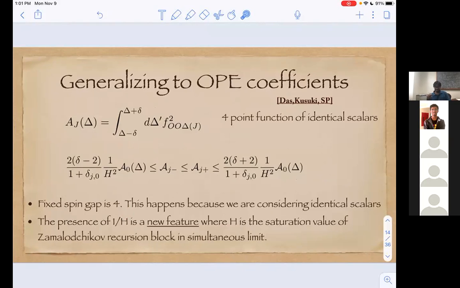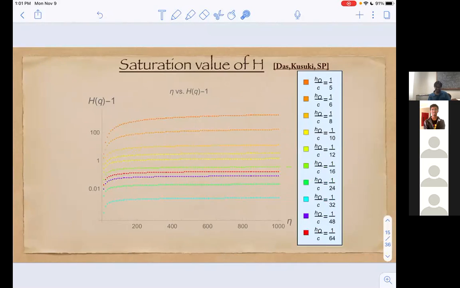Sorry, when you say saturates, do you mean that this block satisfies some inequality that is saturated? Oh, I guess I should not say saturate. When I say saturate, I mean this curve just flattens out. I see. Saturate is probably a misnomer. Thank you.